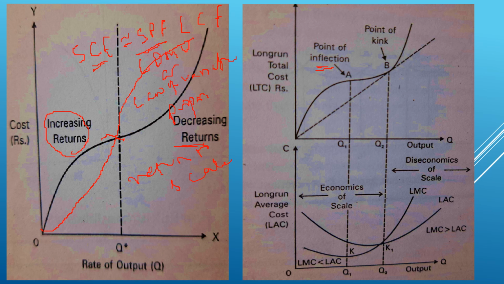The point of inflection is where the long run cost curve changes its curvature. What is that point? When the long run marginal cost is at its minimum point, then you find the point of inflection, and when the long run average cost is at its minimum point, then you find the point of kink. These are the two things you have to learn. In this connection, one more important thing you have to learn is the shape or status of the long run average cost curve.